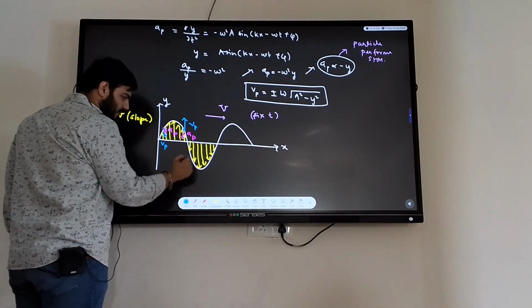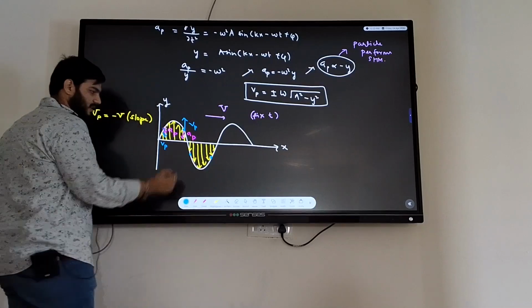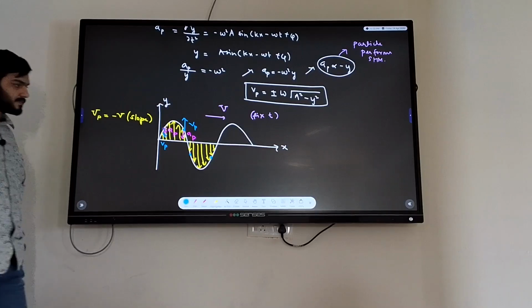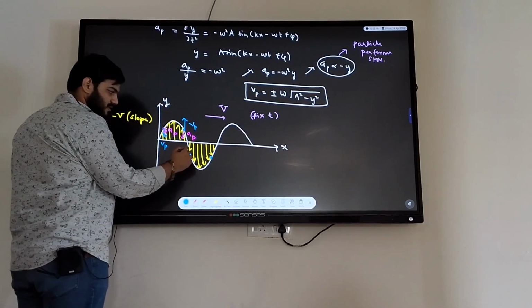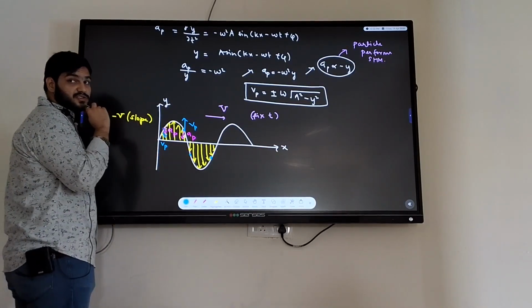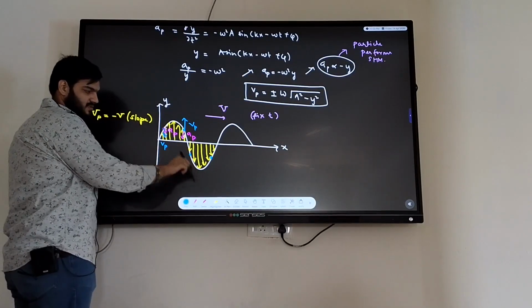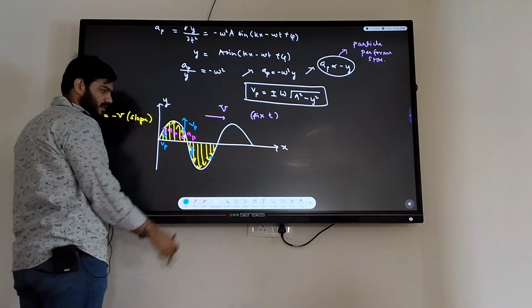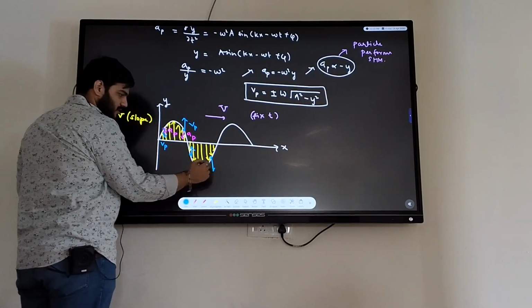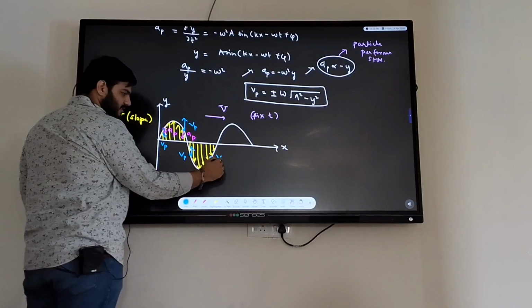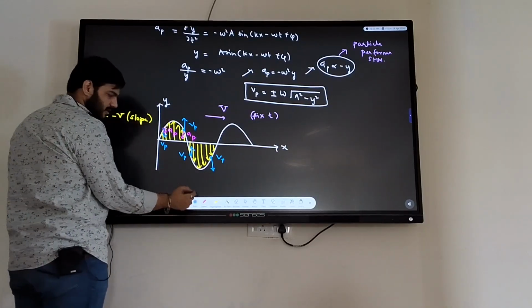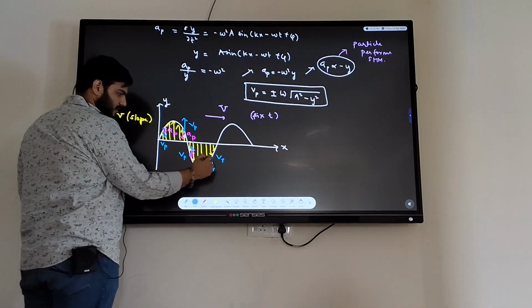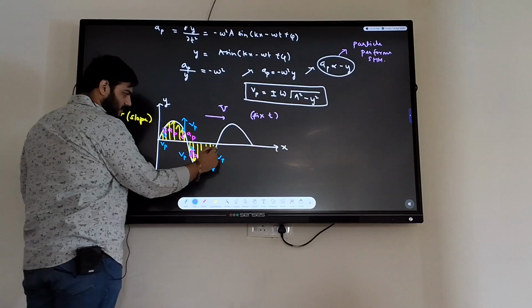Okay, quickly now tell me the VP here and the VP here. What is the VP here? Upwards. Think and tell me. Upwards, negative slope, upwards. What about here? Downwards. Everyone agrees that this should be correct. What about the acceleration here? Upwards. And what about here? Upwards. Again upwards. That's not right.